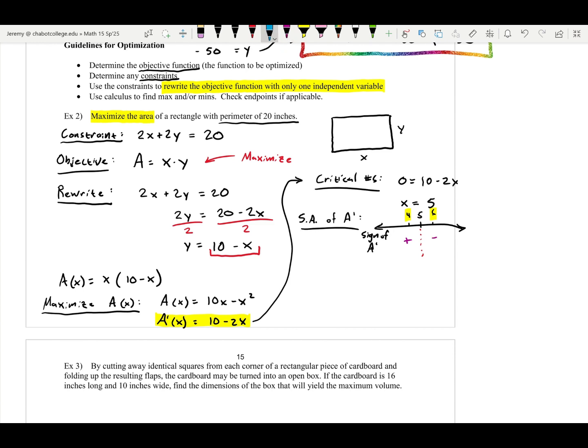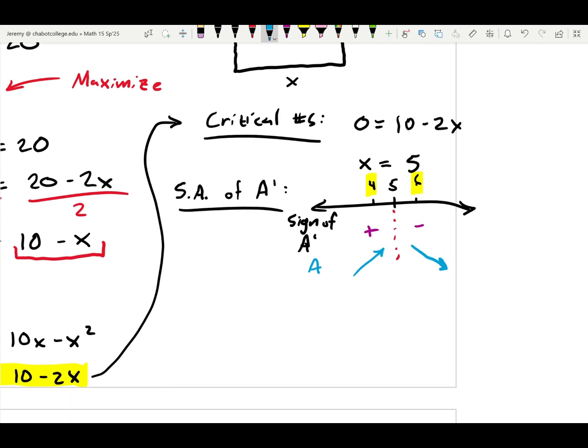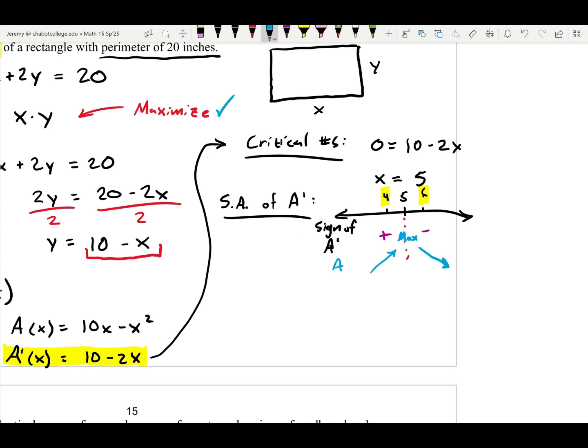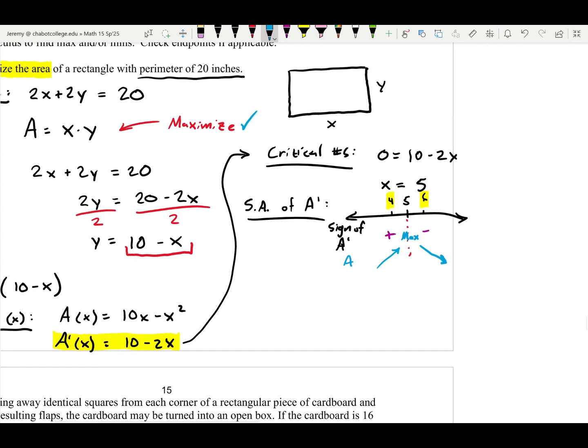So the behavior of the area function, so the graph of A is going to be increasing to the left of 5, decreasing to the right of 5. That shows that I get a local maximum at x equals 5, which is great. That's what I was hoping for. I'm trying to maximize this area. So, all right, that's good. x is equal to 5. So what is y then?